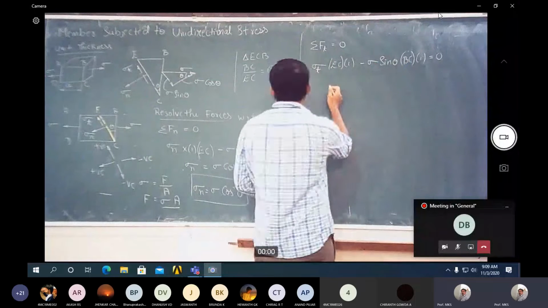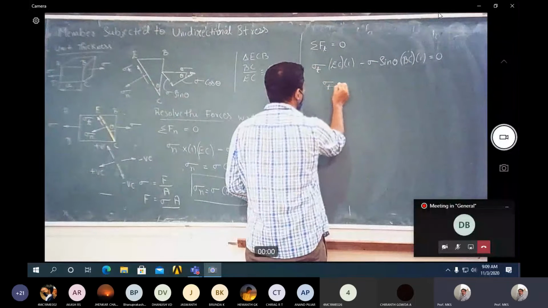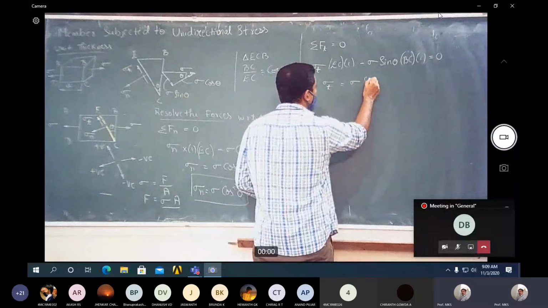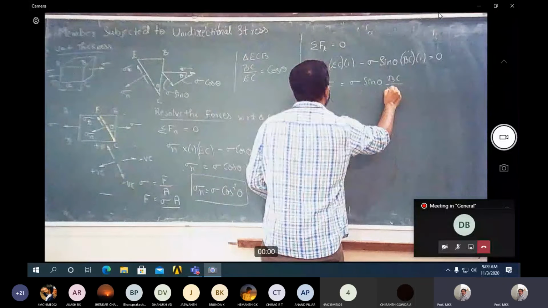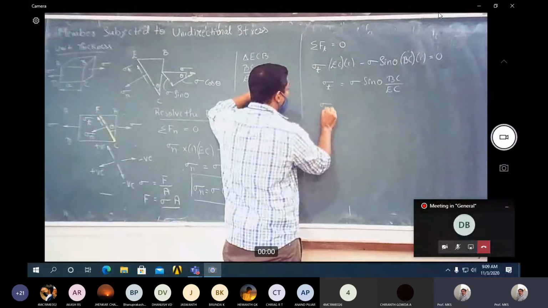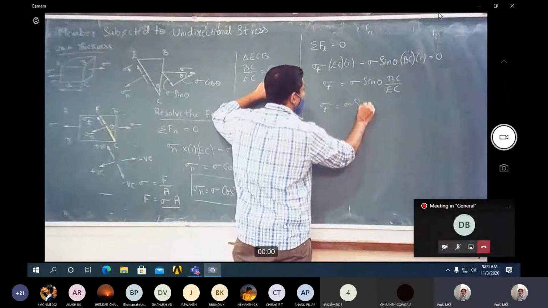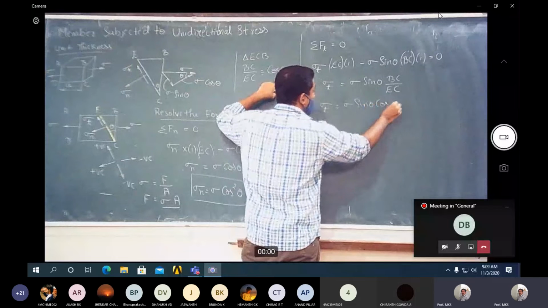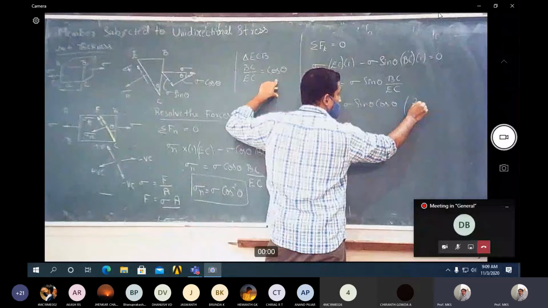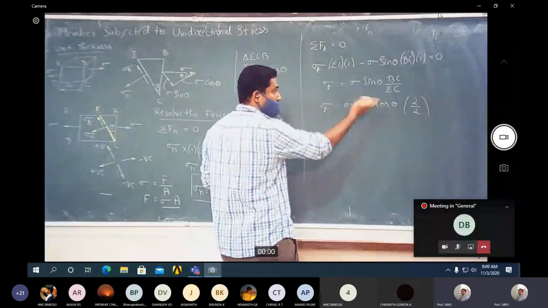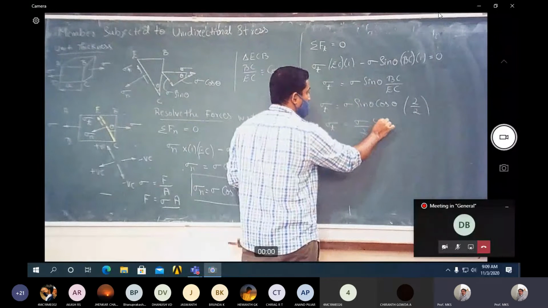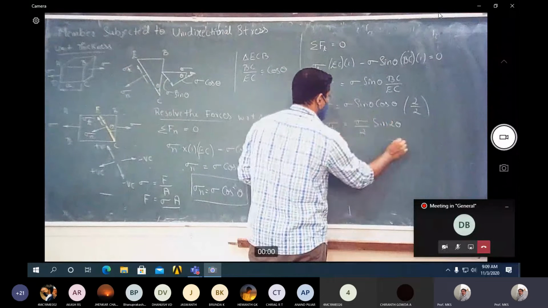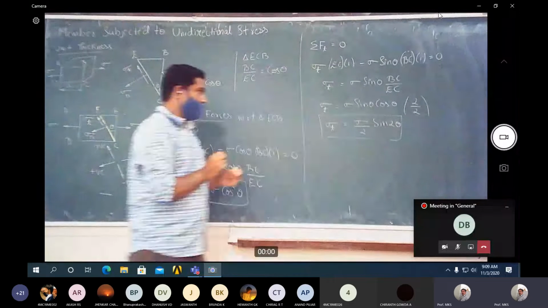So just rearrange this. Sigma t is equal to sigma sin theta, BC by EC. Same BC by EC is equal to cos theta. So sigma t is equal to sigma sin theta cos theta. I'll just multiply and divide it by 2, so there is nothing changed. This equation can be written as sigma by 2 sin 2 theta. This is the equation for direct stress.